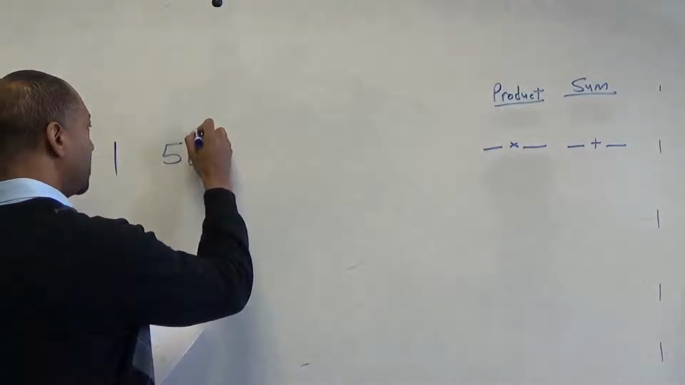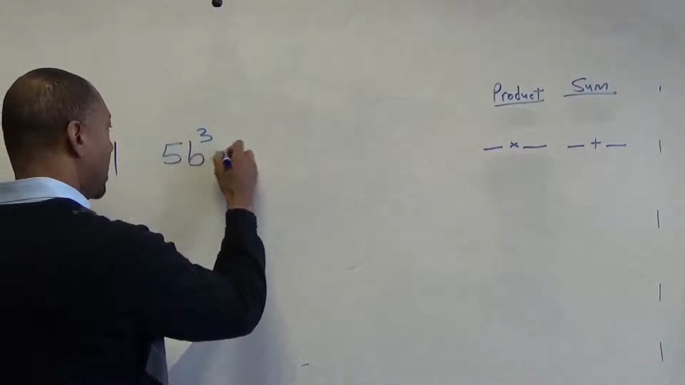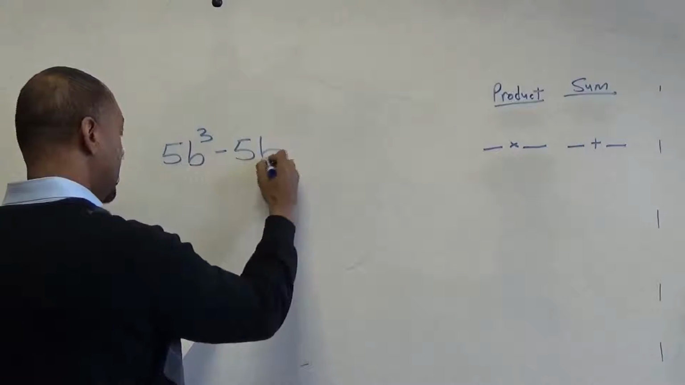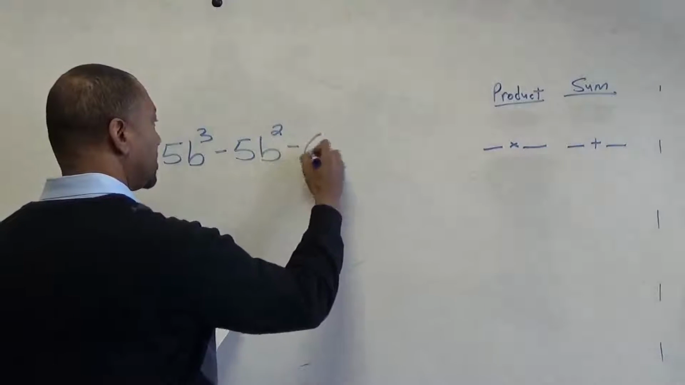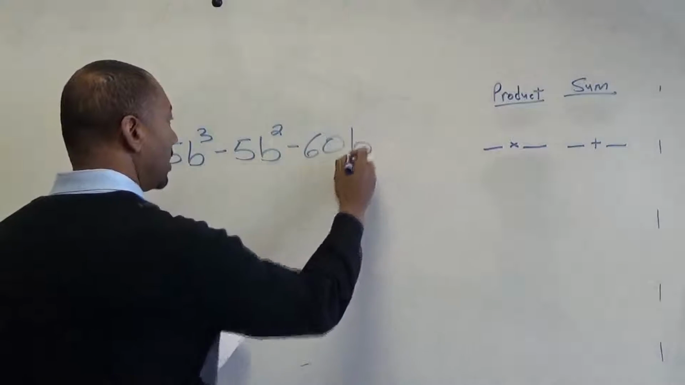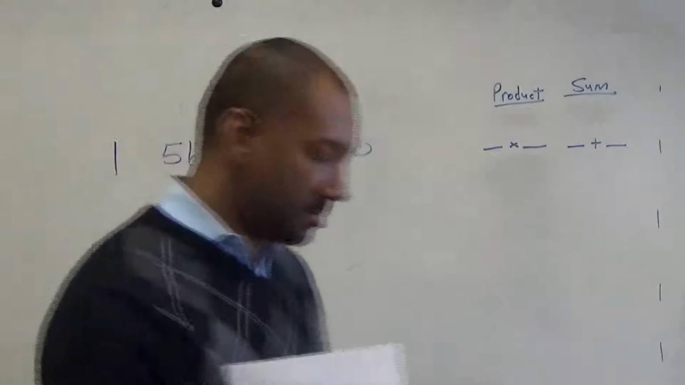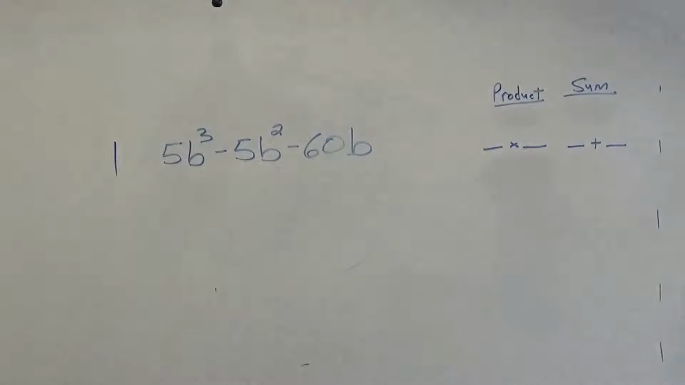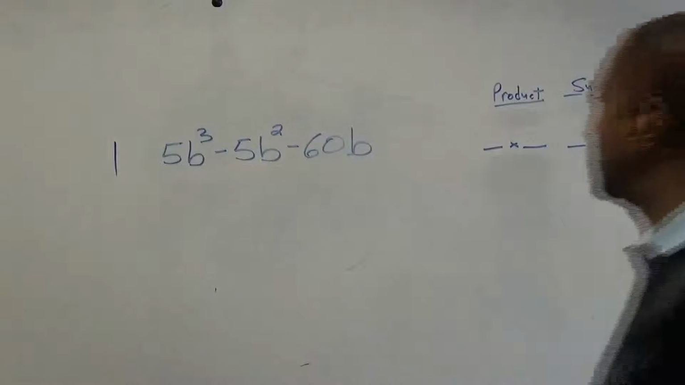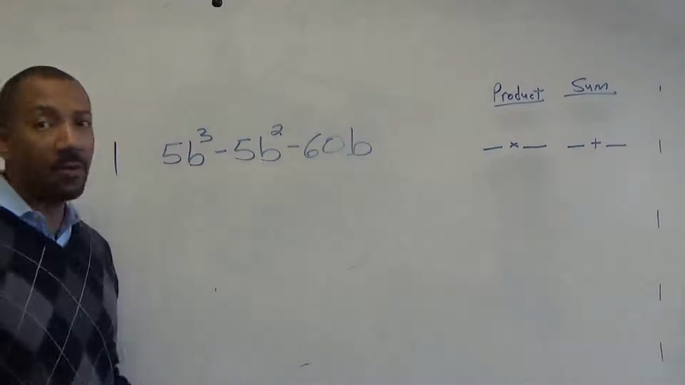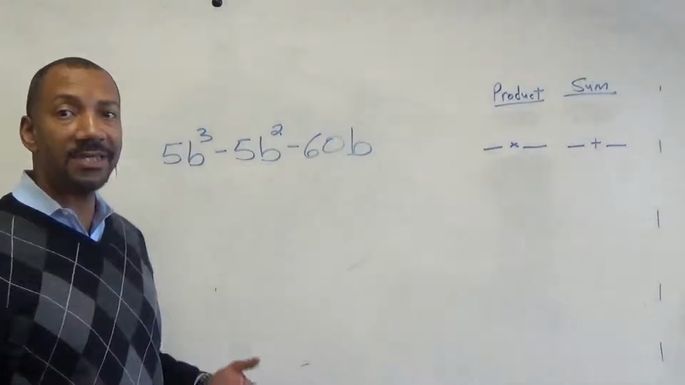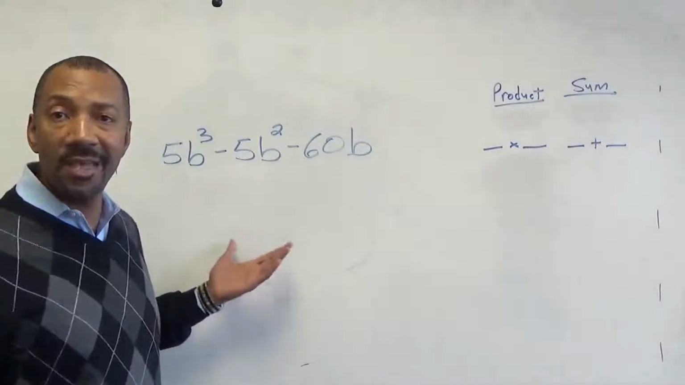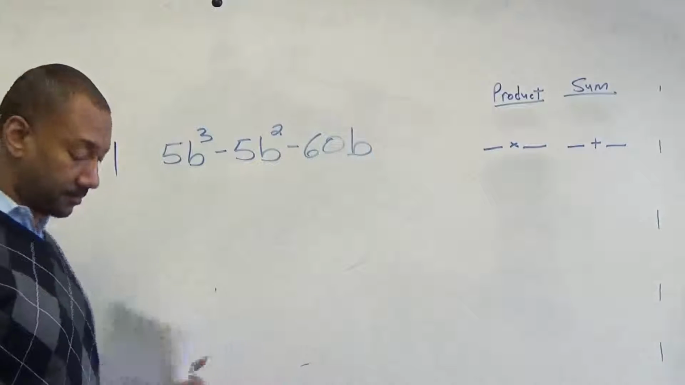5b to the third minus 5b to the second minus 60b. I'm going to grab another marker here. But I'm going to ask you, you know what we have to do first? We always have to look for a greatest common factor. Is there one here? Take a look at that.